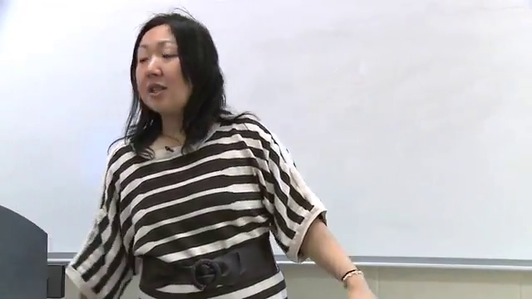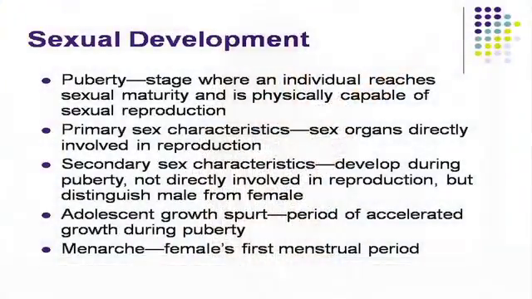Okay. Then sexual development, okay? Puberty, the stage where an individual reaches sexual maturity and is physically capable of sexual reproduction. And primary sex characteristics, sex organs directly involved in reproduction. Secondary sex characteristics develop during puberty, not directly involved in reproduction, but distinguish male from female. And adolescent growth spurt, a period of accelerated growth during puberty, and menarche, a female's first menstrual period. It's all those terms, okay, for sexual development.